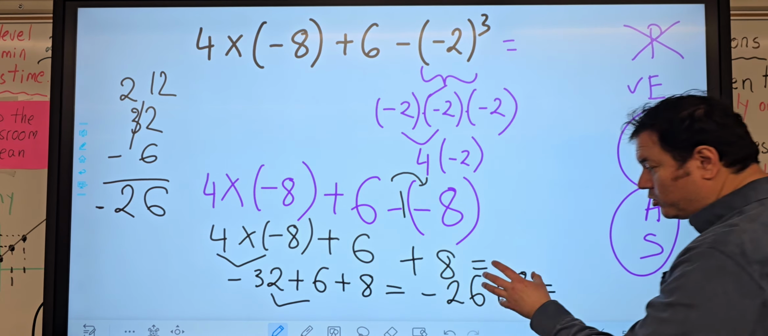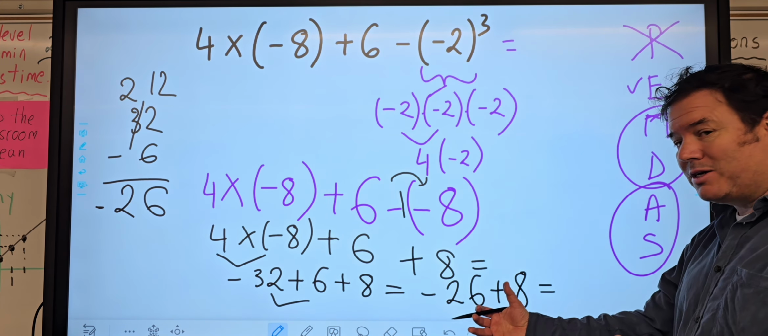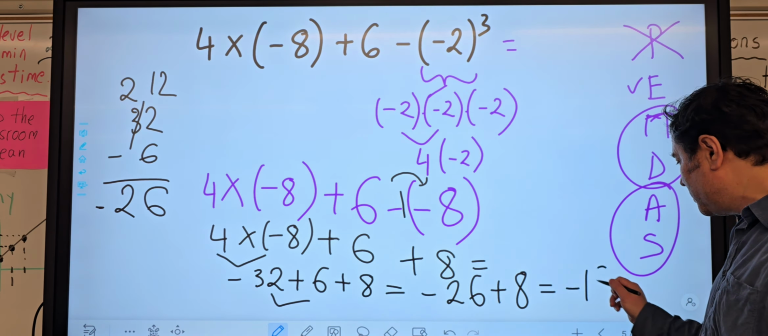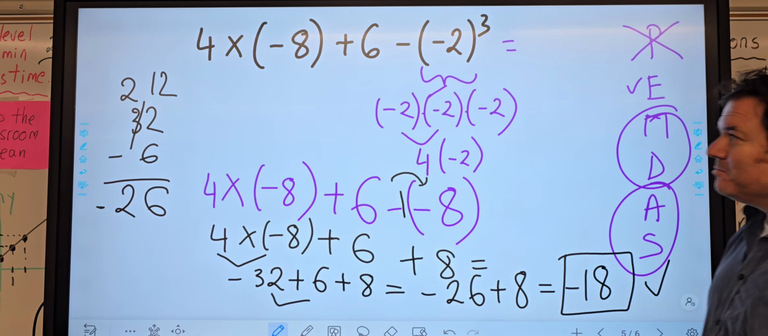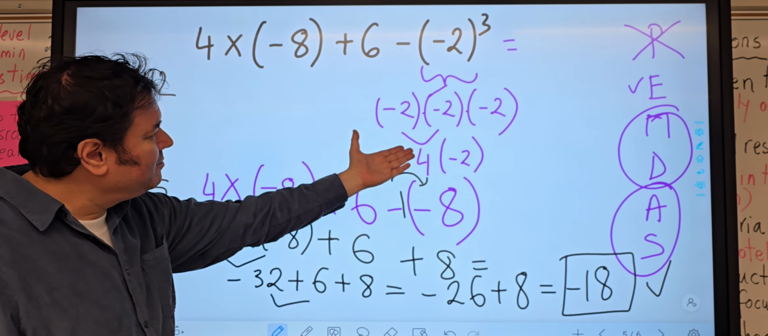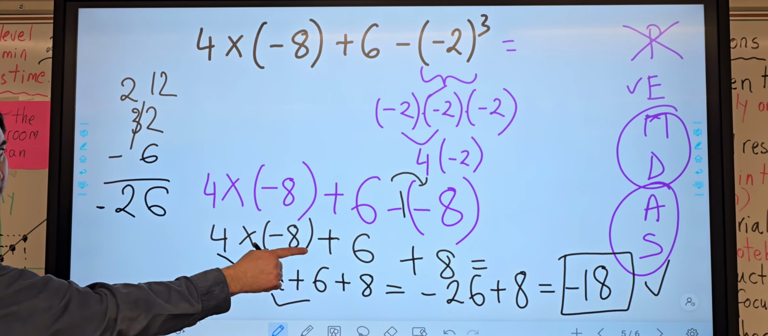And again, if I owe you $26, but I only have $8 on me and I give you $8 back, I'm going to owe you $18. Okay, so the final answer is negative 18. Please remember, exponents come first, and then we follow all the order of operations to get to the answer.